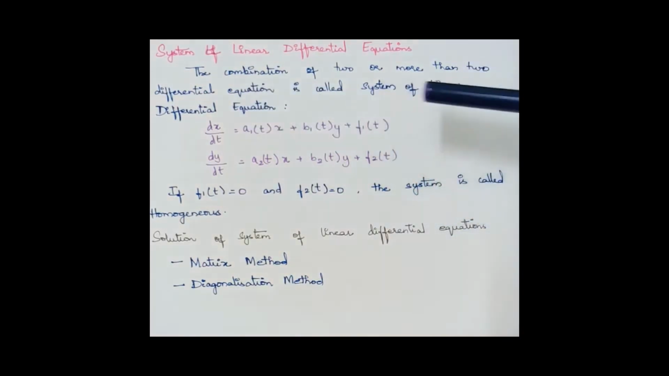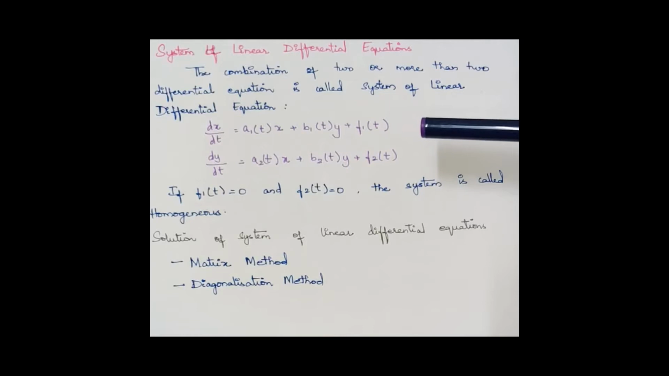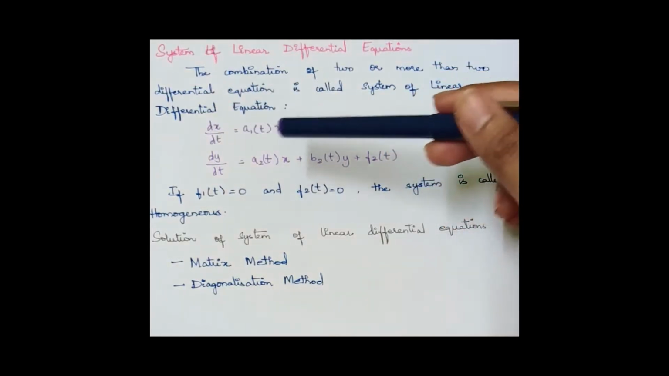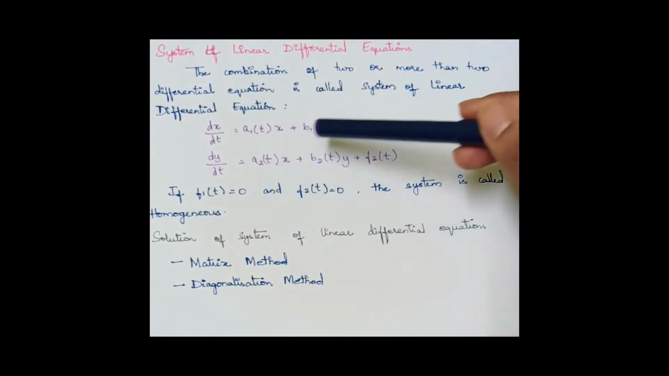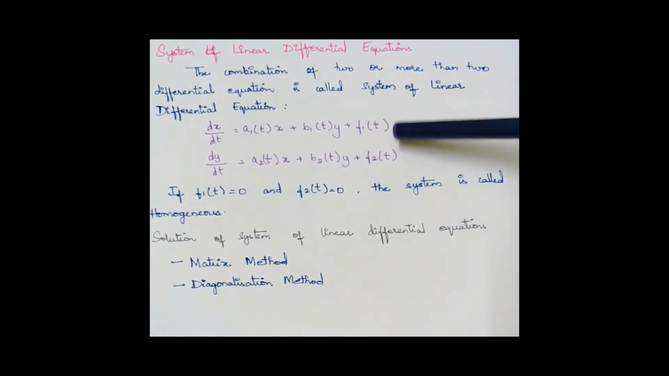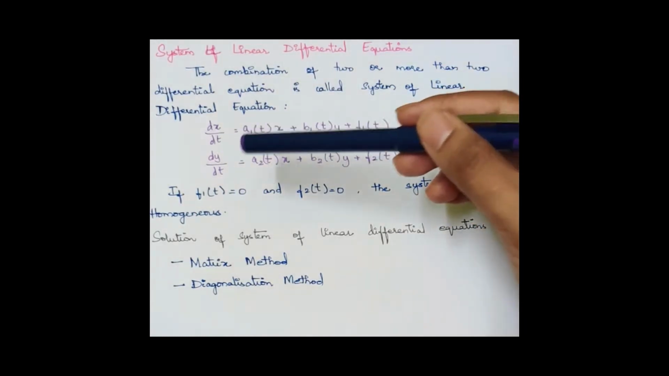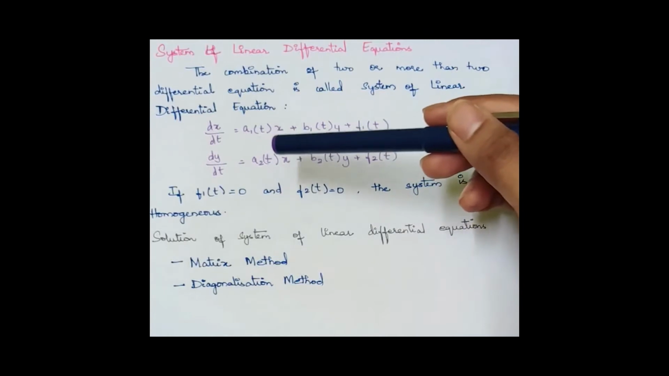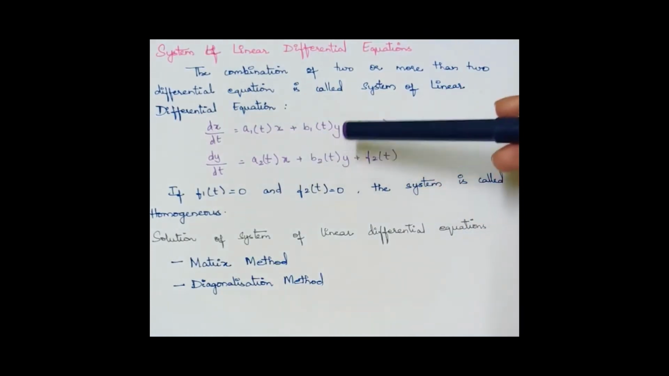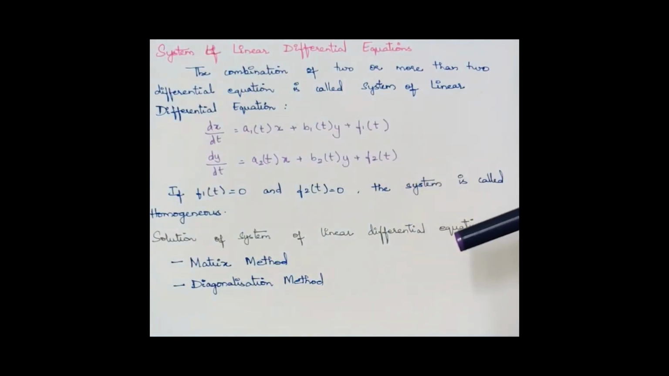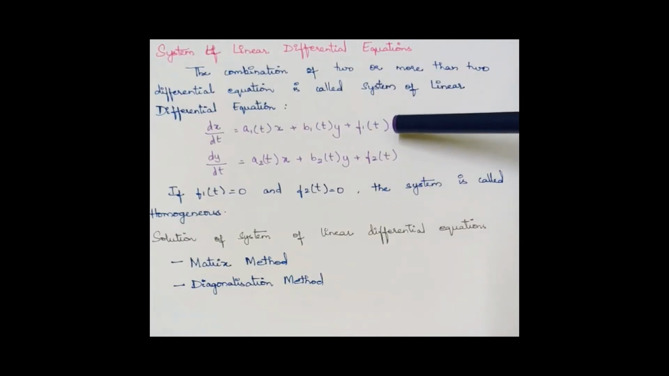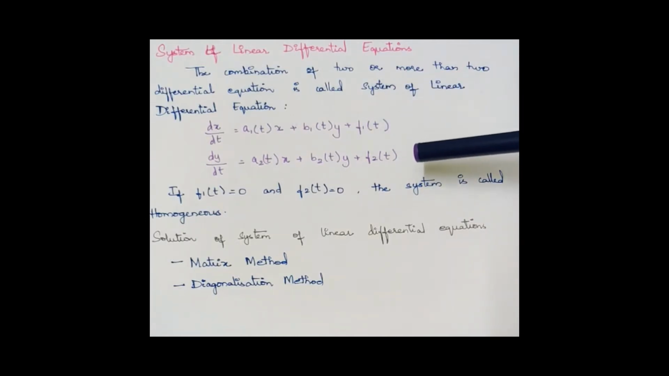So let's say the two equations which we take for example are dx/dt = a1(t)x + b1(t)y + f1(t). The other one is dy/dt = a2(t)x + b2(t)y + f2(t). If these two, f1 and f2, are 0, then you call the system homogeneous. If not, they are non-homogeneous.